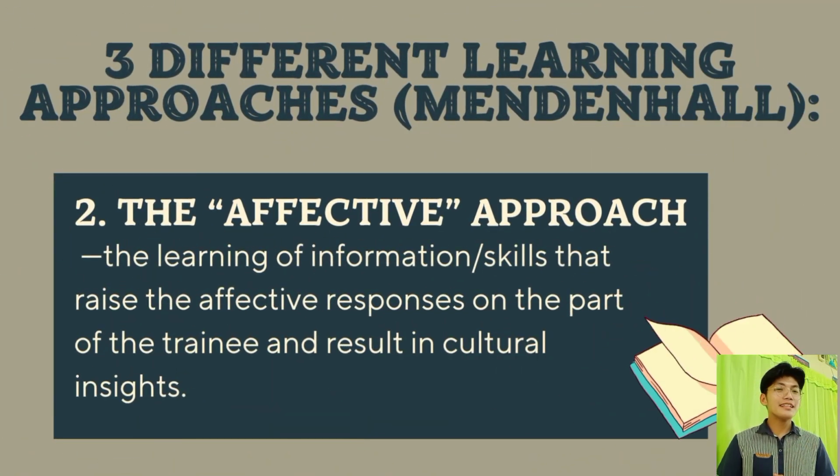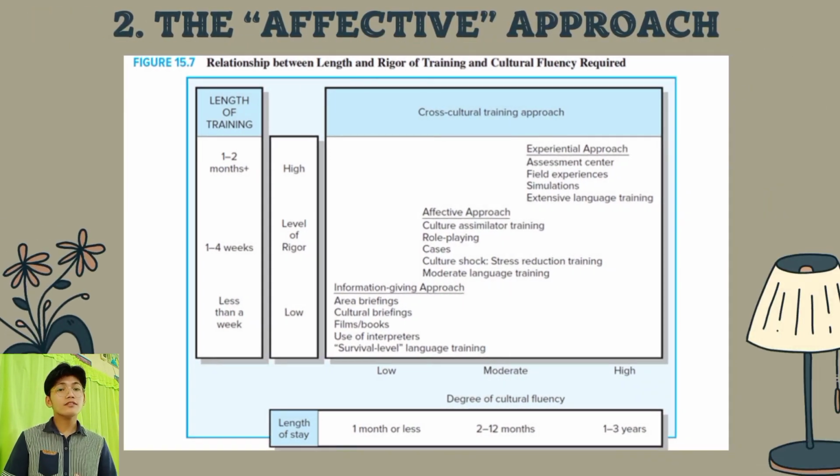So now we are down to the second one, which is the affective approach. It tackles the learning of information or skills that raise the affective responses on the part of the trainee and result in cultural insights. In this type of approach, it is more likely small hands-on activities and getting of ideas. So we experience many hands-on activities and we learn from that. This approach consists of culture assimilator training, role-playing, cases, culture shock, stress reduction training, and moderate language training.